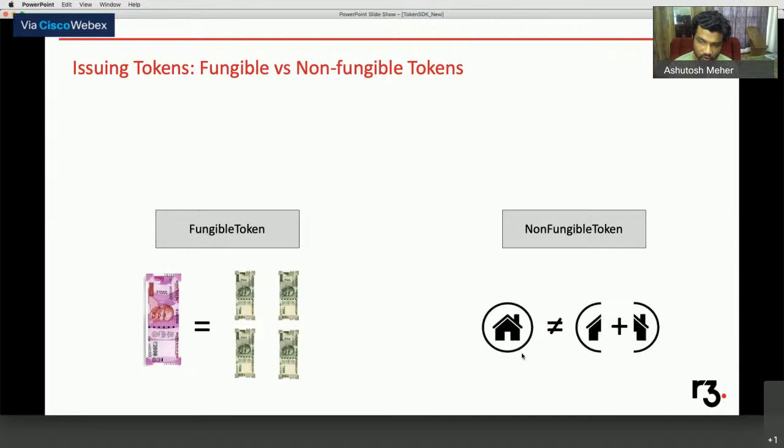But that's not the case for non-fungible stuff. You can't say that I have a house, and if I join two houses, I could get the same house. That's not the case. You can't say the same thing for things which are non-fungible. Non-fungible things, you can't break them. They are unique in their own terms. You cannot break them into two, right?